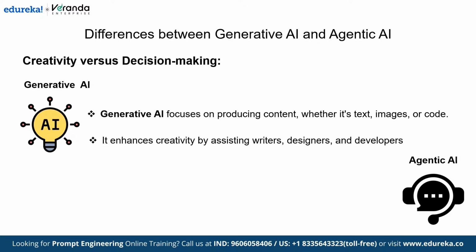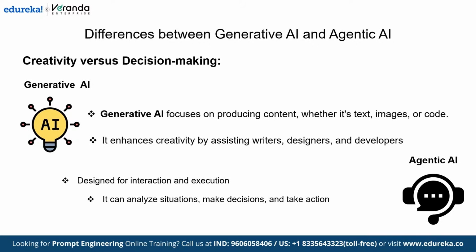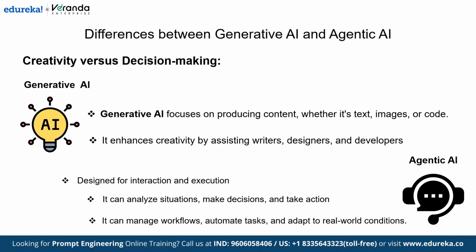Agentic AI, on the other hand, is designed for interactions and execution. Instead of just generating responses, it can analyze situations, make decisions, and take actions. While it may not create content like generative AI, it can manage workflows, automate tasks, and adapt to real-world conditions.